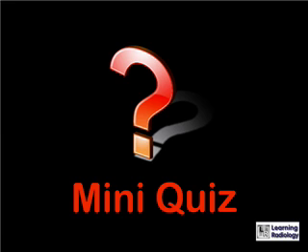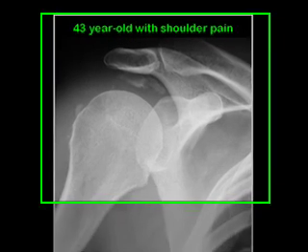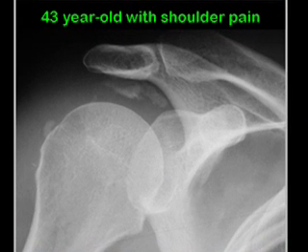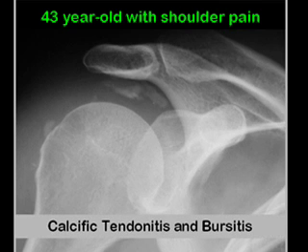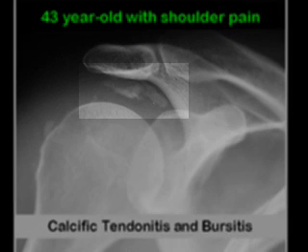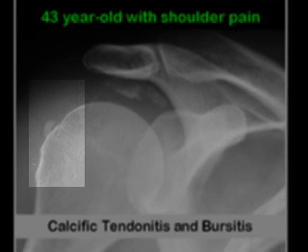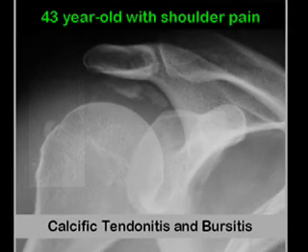Here is your mini quiz. You can pause your computer or MP3 player. This is a 43-year-old with shoulder pain. What do you think the diagnosis is? Well, this person has both calcific tendonitis and calcific bursitis. The calcific bursitis resides just below the acromion process, and the calcific tendonitis is adjacent to the greater tuberosity.